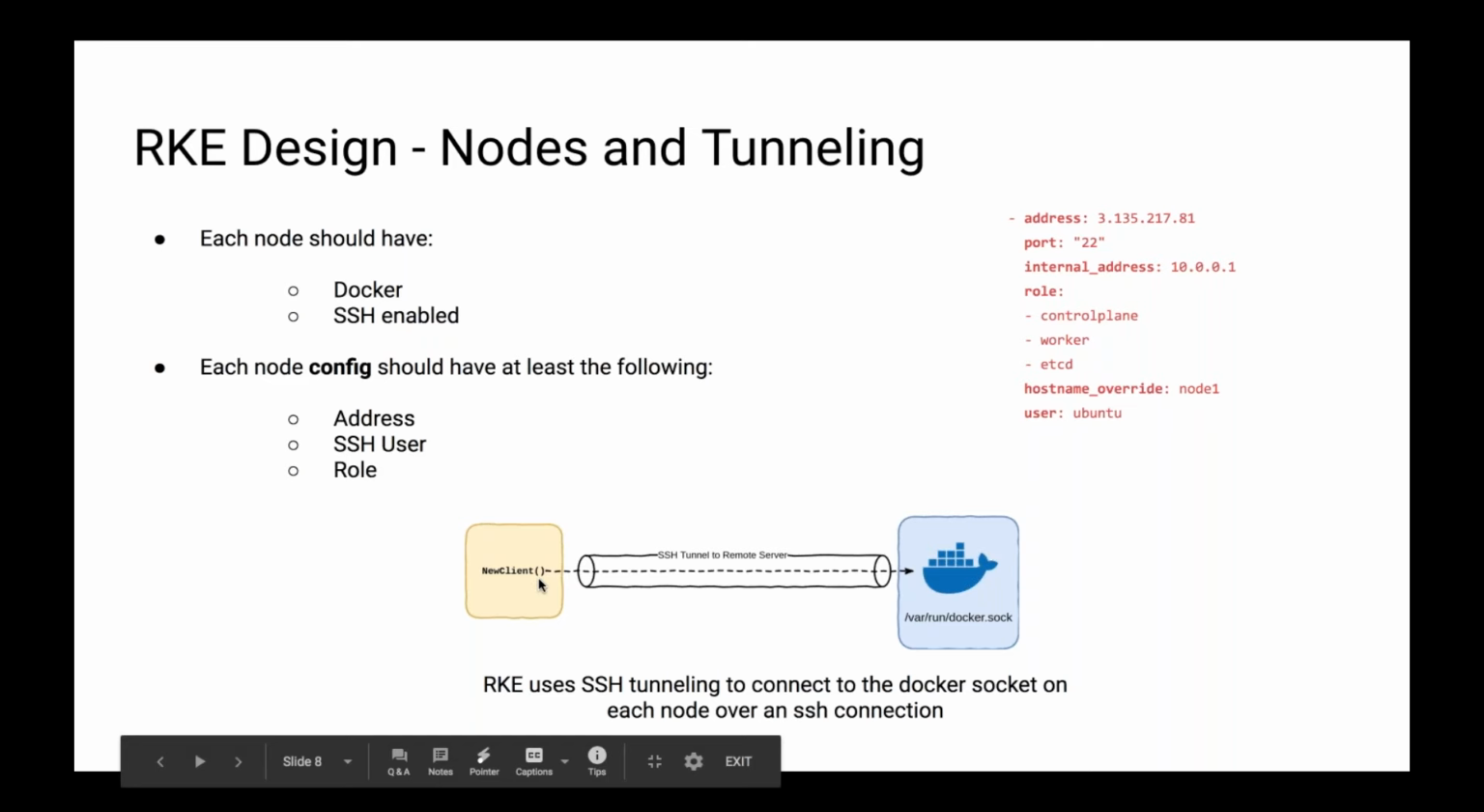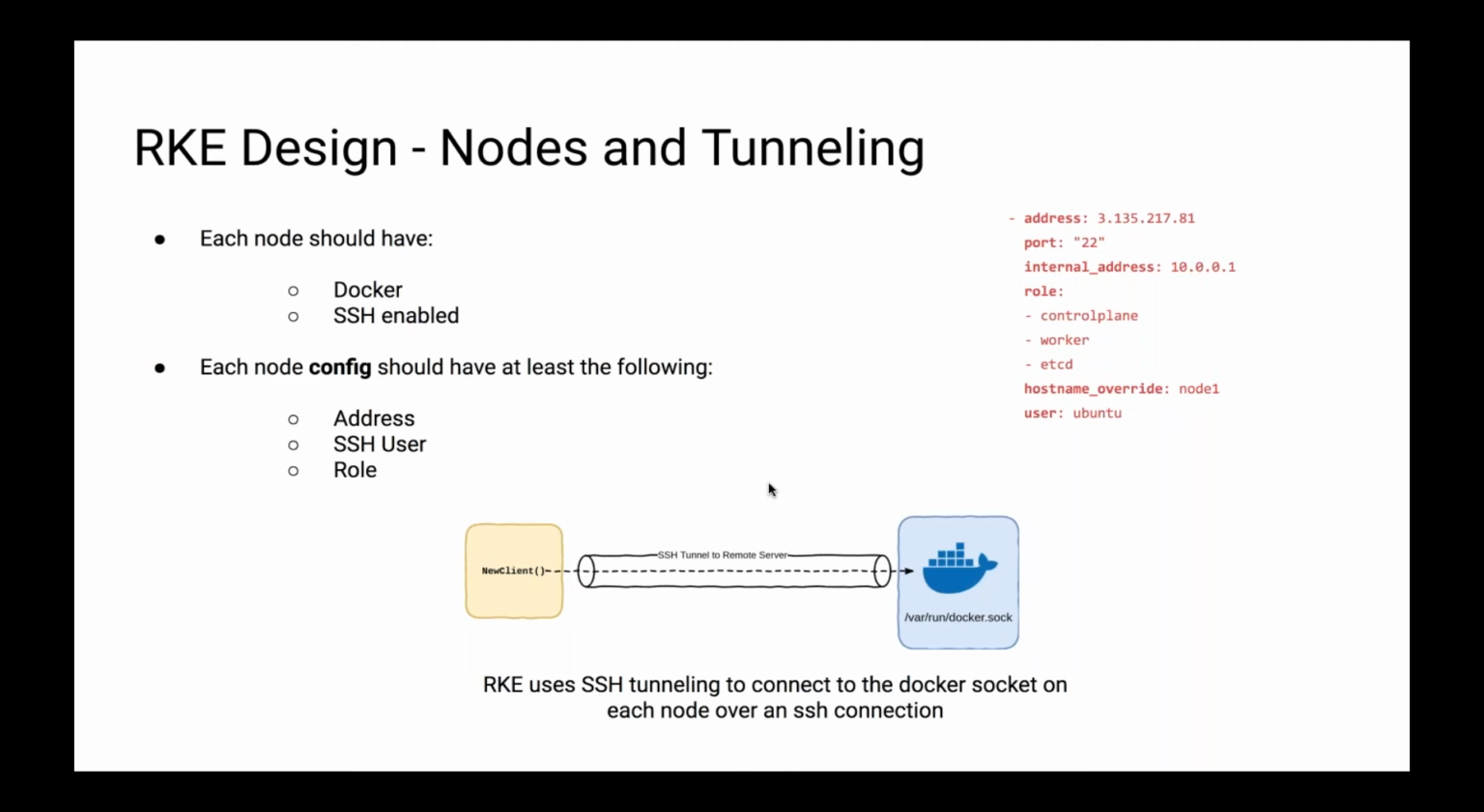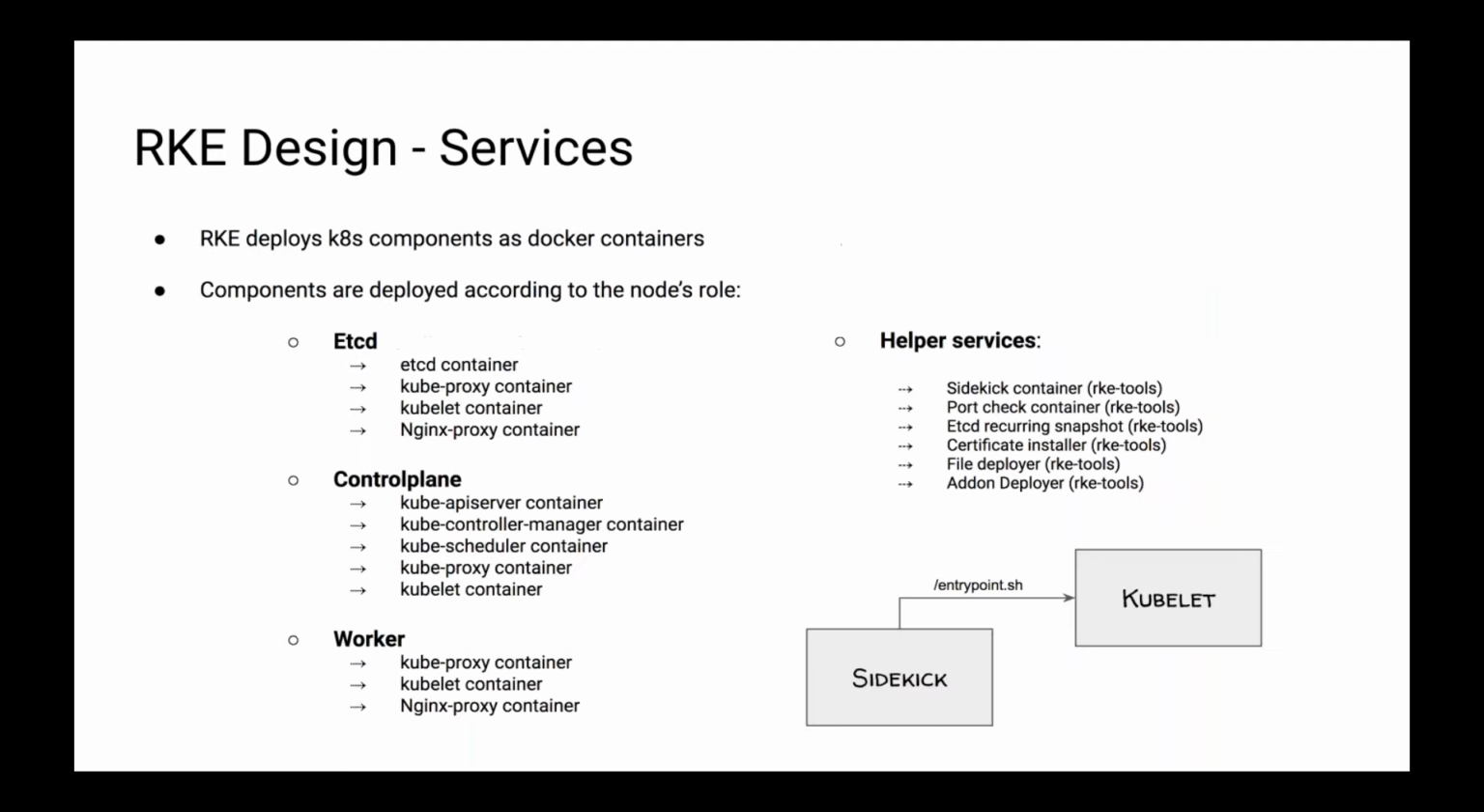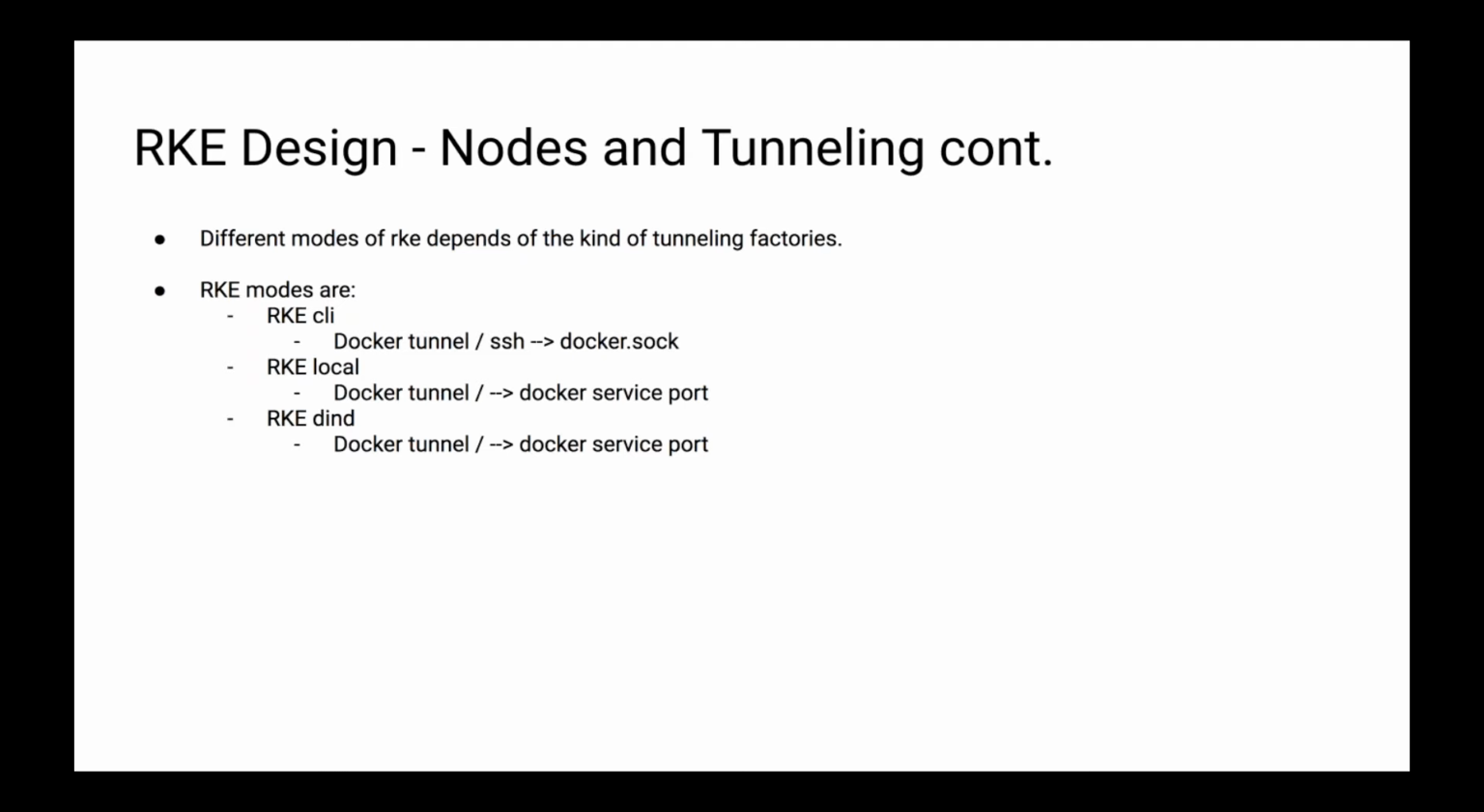SSH tunnels to each node, and then it uses SSH forwarding to connect to the Docker socket on this node. After that, it runs Docker containers on the nodes, the components of the Kubernetes cluster that we will see in a minute. We didn't only specify SSH to connect to the nodes, but we allowed anyone who uses the RKE library to define their own connection method to connect to the Docker socket on the nodes. Basically, as I discussed, we use SSH tunneling to connect to the Docker socket. But if you choose to use the RKE library in your own project or tool, you can use different methods to connect to Docker, using a service port or any other method you prefer.